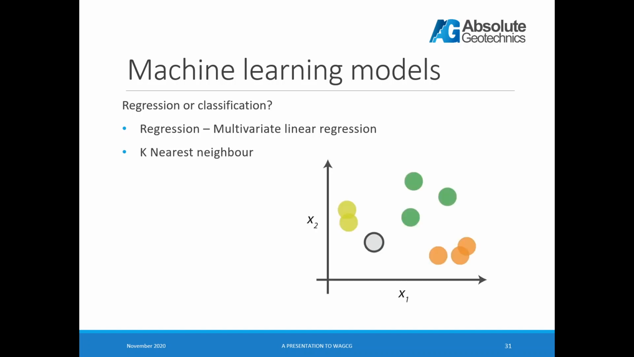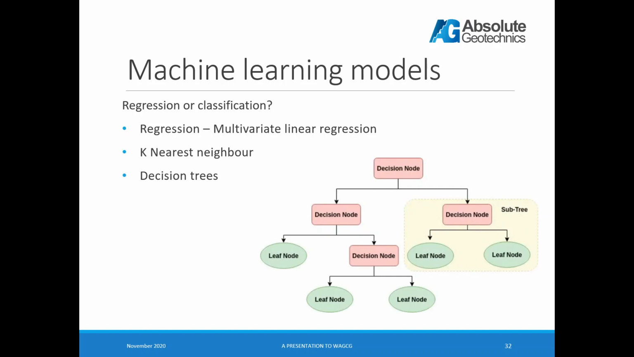K nearest neighbour. This is where you would plot your data in however many dimensions you have, and then you'd categorise this data point based on the k number of closest other data points. So in this instance, if your k value was 4, you'd look at the 4 closest, and you'd either assign it the majority category or an average of the closest 4 data points. So you're basically looking for similarity in multiple dimensions and assigning a value, either an average or a category, based on that. And then decision trees.